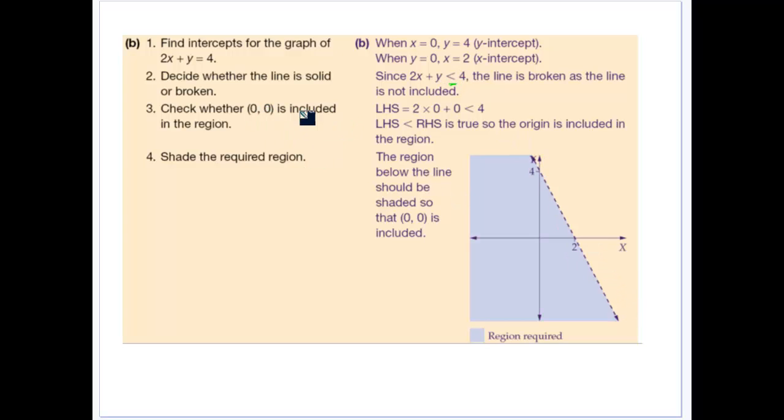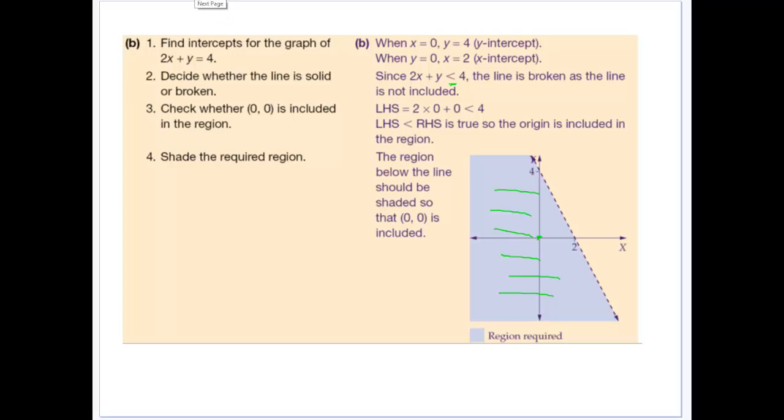So again, check (0, 0). Your left-hand side would be 2 lots of 0 plus 0, which works out to be less than 4. So the statement stays true when we put (0, 0) in for x and y. So our left-hand side is less than our right-hand side, so (0, 0) is included in the side that we're going to shade. And then we do that shading. So there's how we start to do these questions.